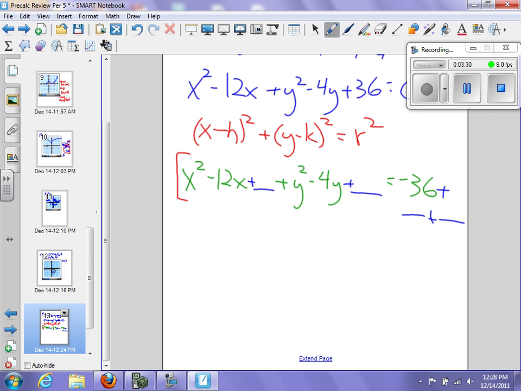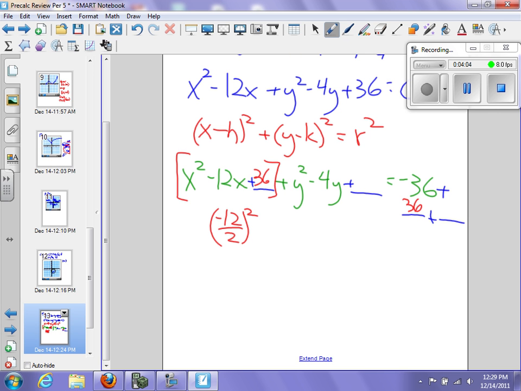So if I want to complete the square for this section of the equation, I'm going to take my negative 12, and I'm going to go negative 12 over 2 squared. So that would be negative 6 squared, which is going to give me 36. Right? Okay, so I'm going to add 36 right here. But if I added it there, I can't forget to add it over here. Got to add it on both sides.